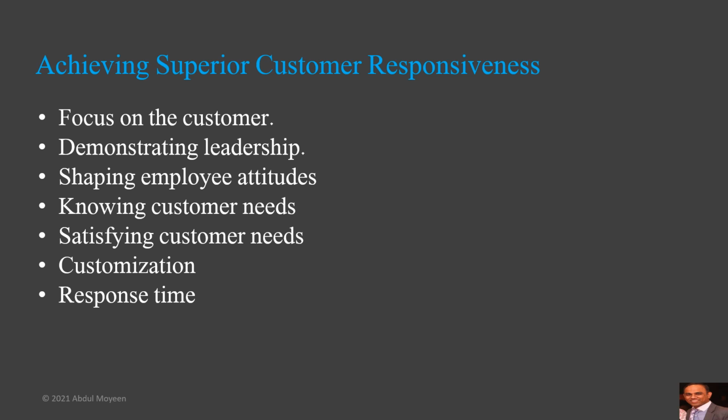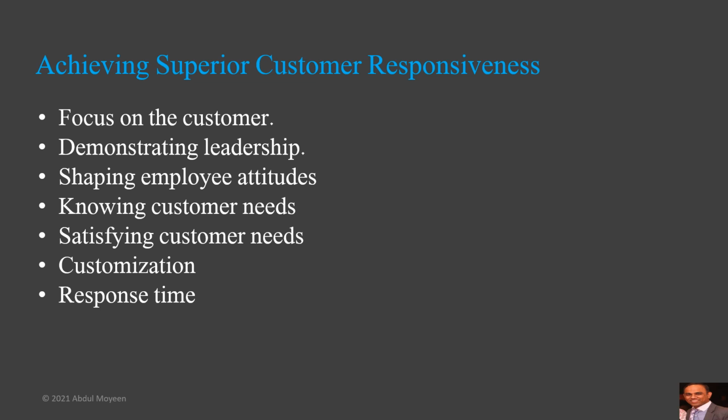So if I sum this up, a customer responsive company needs to focus on three other building blocks: superior efficiency, superior quality, and superior innovation.